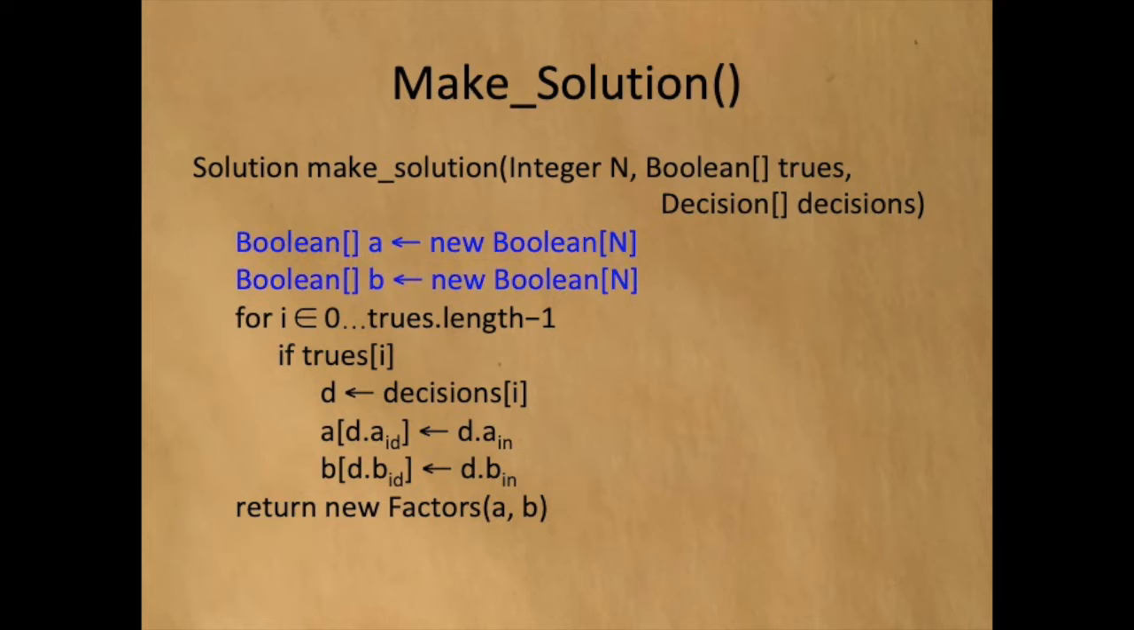MakeSolution. First, it creates space for the two factors. Then the function goes through each true bit. If the bit is true, then that decision was chosen. So the AN for that decision will be assigned to the AID for that decision. And the BN for that decision will be assigned to the BID for that decision. Finally, the function will create a solution record from the two factors.